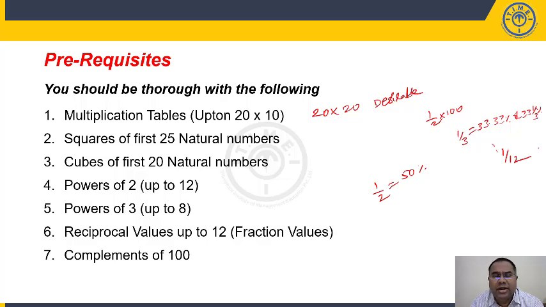And complements of 100. That means if I take 92, what is the complement of 92? What is the number I should add to make it to the nearest 100? 92 plus 8. 94, I have to add 6. 72, I have to add 28. 64, I have to add 36. 55, I have to add 45. You have to be good at complements of 100.